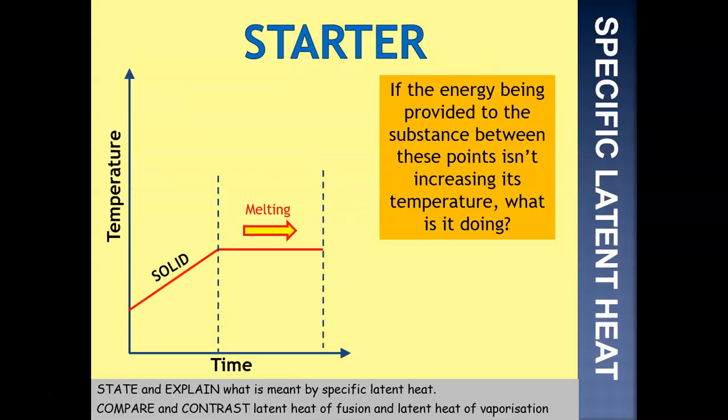Okay, so for our starter, we have there a graph. The graph is temperature against time, and it's showing a solid being heated. As the solid's heated, its temperature rises. But as soon as it starts to melt, the temperature remains constant all the way through its melting. Here's your question. If the energy being provided to the substance between these 2 points isn't increasing the temperature, what is it doing? Pause the video whilst you answer that question.